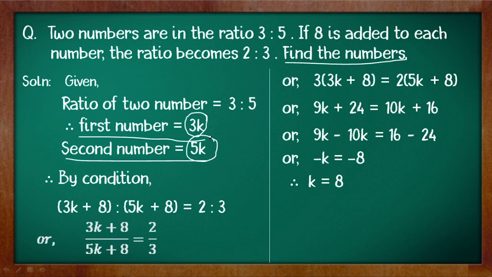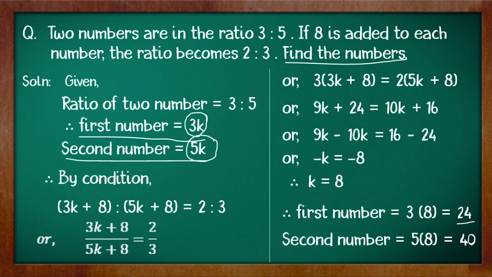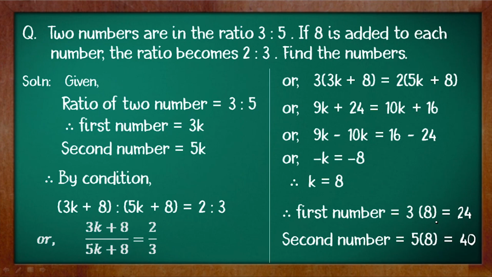So what is the first number? It is 3 into k, that is 3 into 8 equals 24. And what is the second number? It is 5 into k equals 40. So these are the two numbers. We got it from 5 into k, 3 into k. So this is how you solve this kind of question.